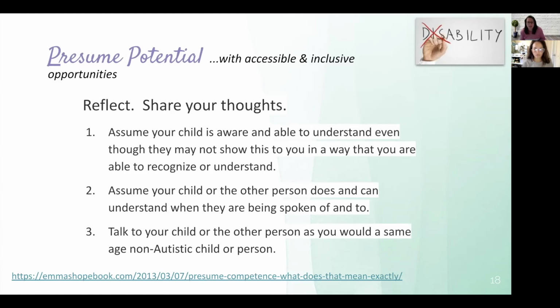And then the third one on this page is, talk to your child or the other person as you would a same-age, and the parent said non-autistic, child or person. So, presuming that potential, treating them as an equal, for sure.